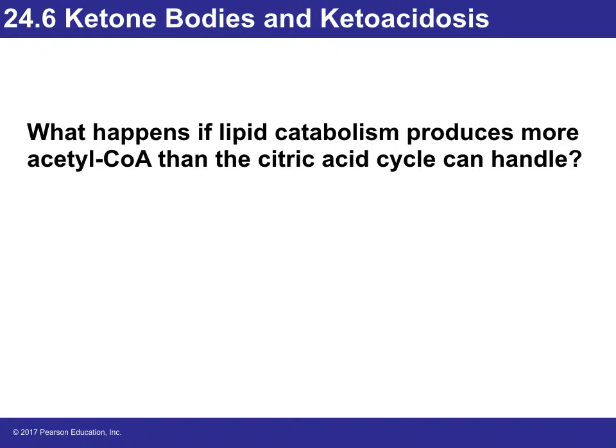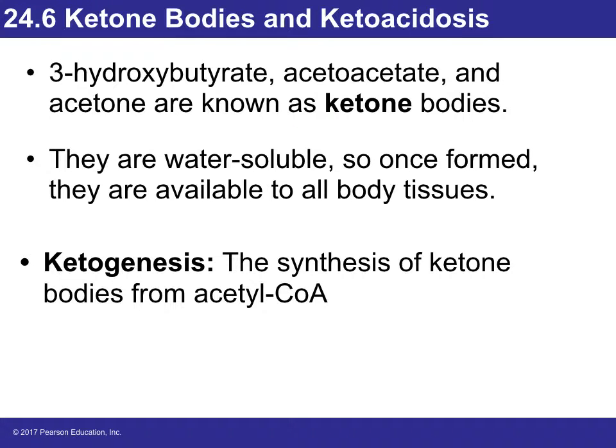So what happens if the lipid catabolism produces more acetyl coenzyme A than the citric acid cycle can handle? Well, we're going to have here different processes, and some of them will be storage. 3-hydroxybutyrate, acetoacetate, and acetone are known as what we call ketone bodies. They are water soluble, so once they are formed, they are available to pretty much all body tissues. Another thing important for you to know is ketogenesis. That's the synthesis of the ketone bodies from acetyl coenzyme A.